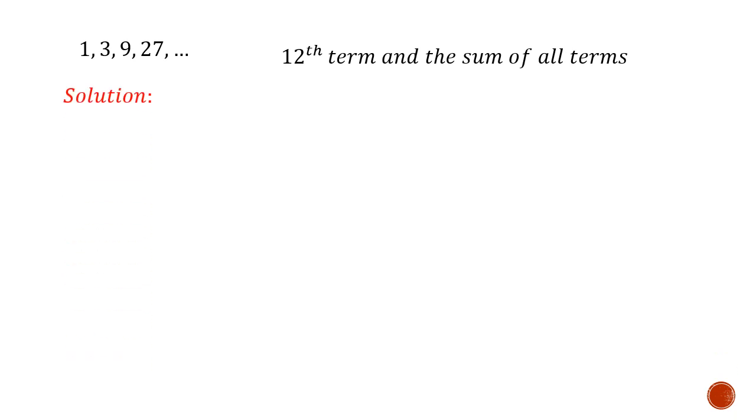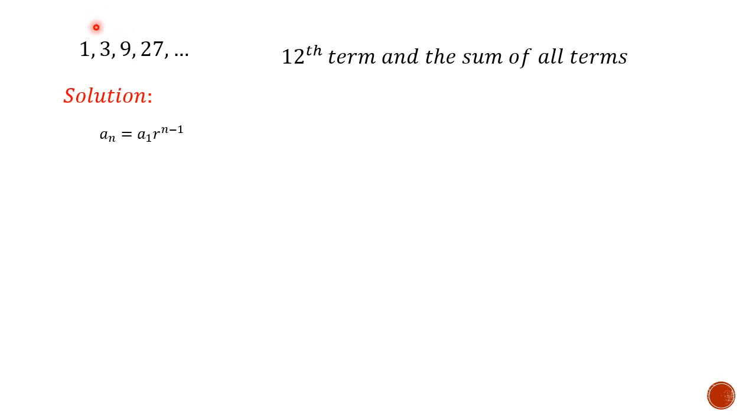So, let's move to our example 1, 3, 9, 27. So, 12th term and the sum of all terms yung pinapahanap sa atin. So, for the solution, ito yung formula. A sub n is equal to a sub 1 multiplied by r raised to n minus 1. So, dito, yung a sub n natin is yung 12th term. Tapos, yung a sub 1 natin is 1. Tapos, yung r natin dito is 3. Kasi 3 divided by 1 is 3.